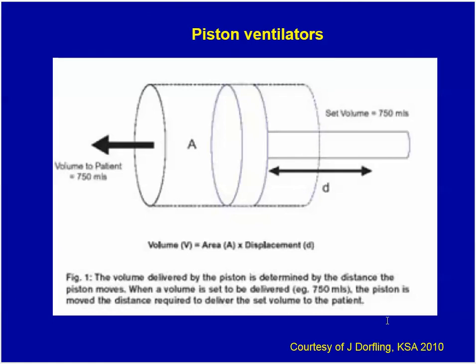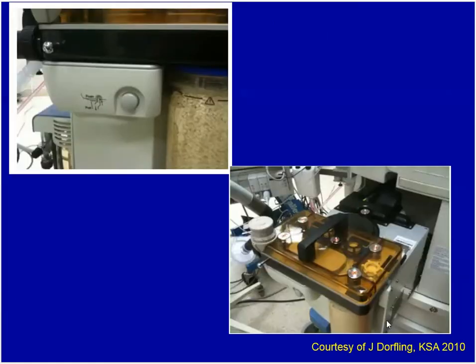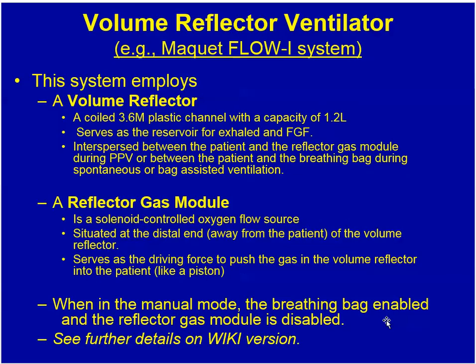This is just a diagram of how the piston ventilators work. From the outside, you can't see anything about it. If you take it apart, you can see the components. Finally, there is another type of ventilator made by Kassette, which is called the flow-eye system, or a volume reflector ventilator. This is an unusual system in our country. I think it's used more commonly in Europe. It's very complicated to understand, and if you wish to pursue it, I recommend you refer to the chapter in Miller or the more extensive discussion in my wiki copy of my PowerPoint.